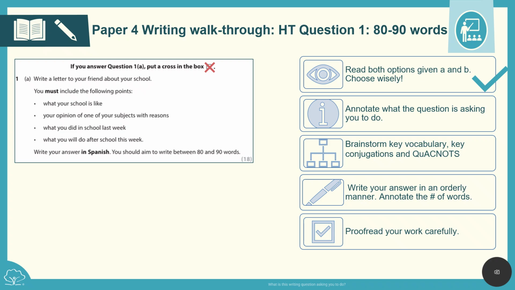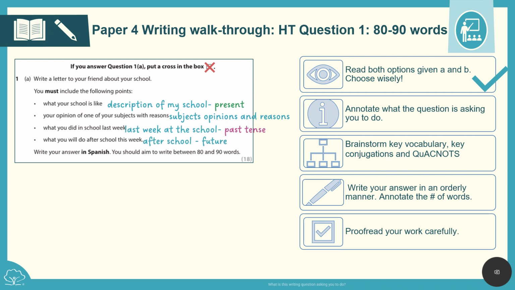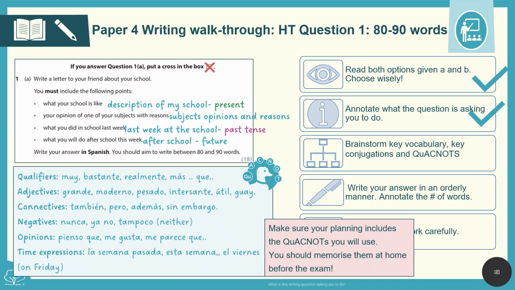Okay, so now that you have chosen option A, which is about school, let's imagine that you feel more confident with that one, and you have made some notes about what to write about and what tense to use in each of the bullet points. Then you need to consider what extra vocabulary you can use to boost your answer. For that, there is something called QUACKNOT, which is also in your Spanish speaking booklet. So you have a lovely description of each of these points: qualifiers, adjectives, connectives, negatives, opinions, and time expressions, with a lot of examples in your booklet. So go back to those if you're not sure what QUACKNOT is.